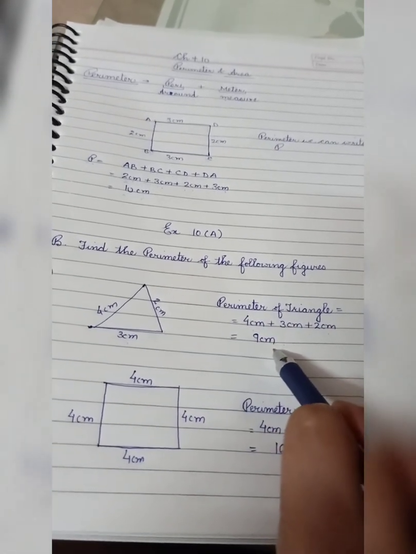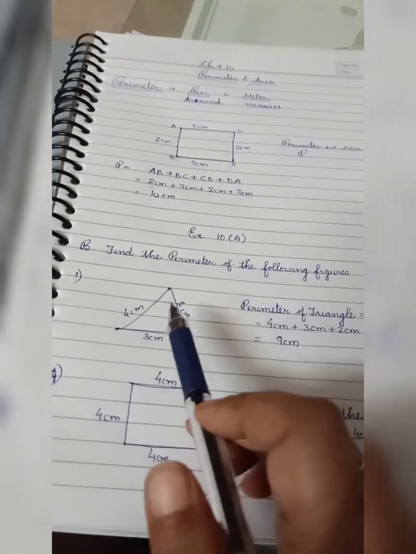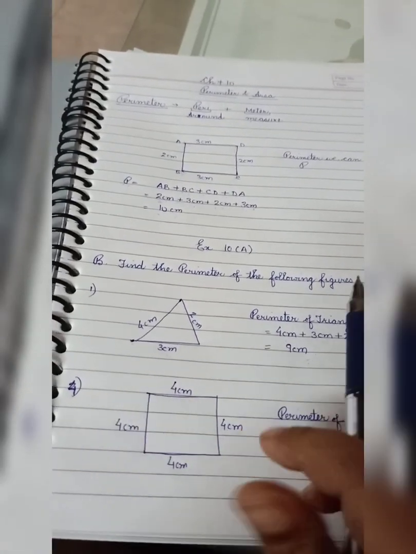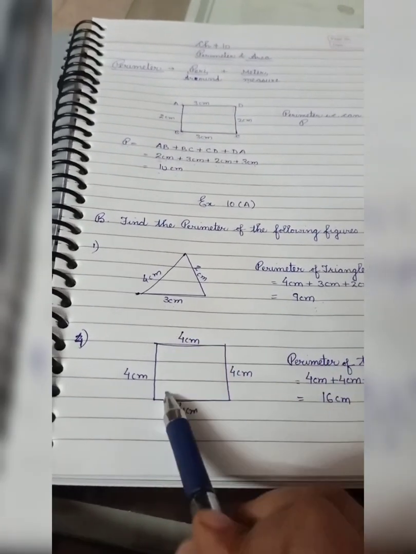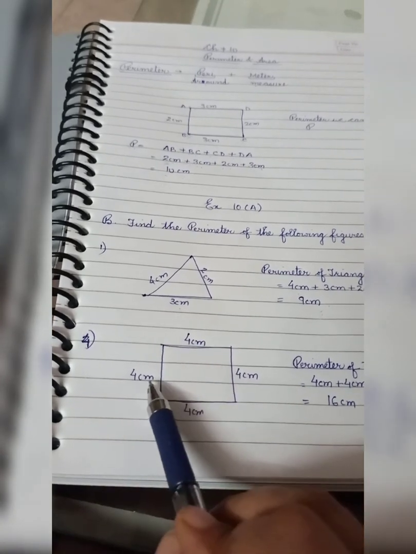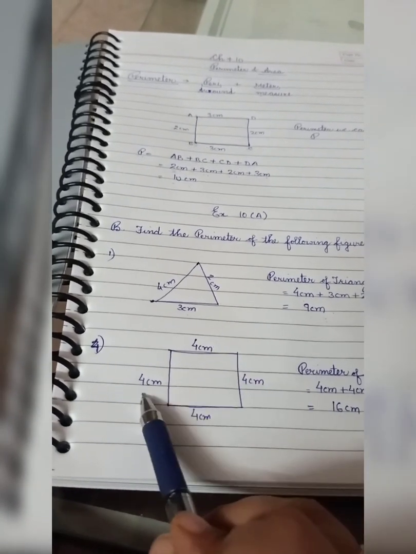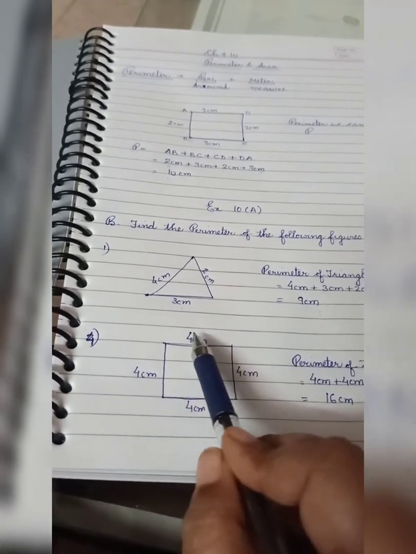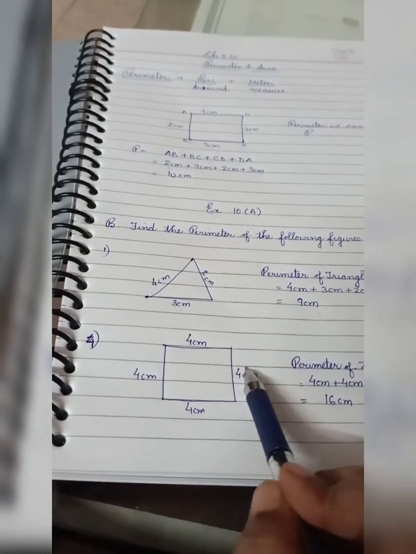9 centimeter. In the same way, the second and third parts are the same. So the fourth part I am telling you. We have given the figure of a square, whose all sides are equal. It is given 4 centimeter, 4 centimeter, 4 centimeter, 4 centimeter. It means all sides are equal.